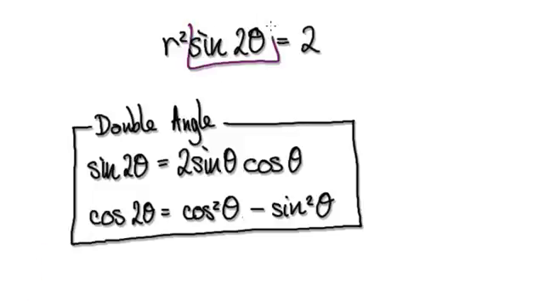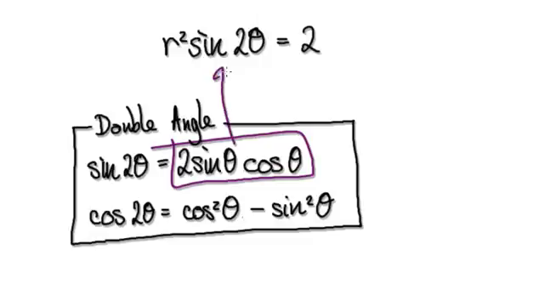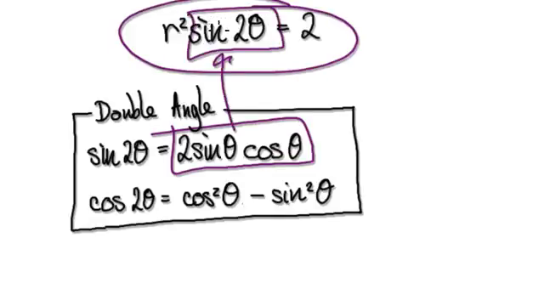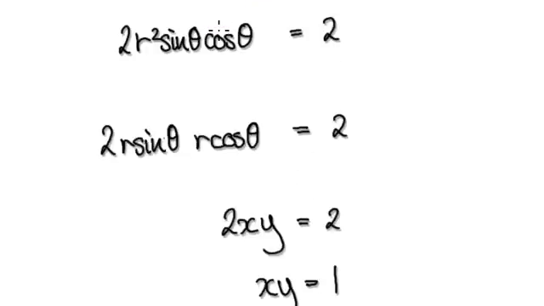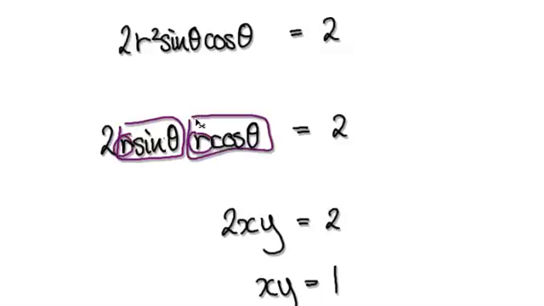Okay, so whenever you have sine double angle, you can visualize it as this thing here. So put this into here. So this whole thing here will then become this. Okay, now you've got r squared here, and you can break this up as r here and r here. So you can break it up as this.